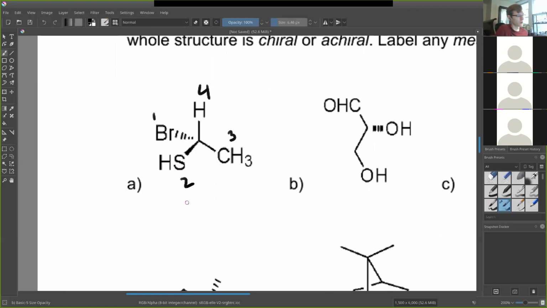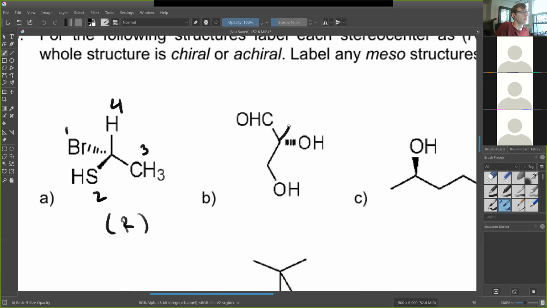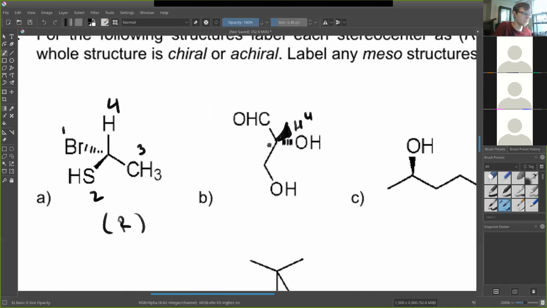Anybody want to tell me if this is R or S? I think it's R. Okay, if we flip that hydrogen to the back, then it's R. Again, you want to flip the hydrogen to the back and then see if it turns right or left. In this case, it turns right, so it's R. Cool. Let's draw in the hydrogen because that makes our lives a little bit simpler. We know hydrogen is 4. That's easy, right?